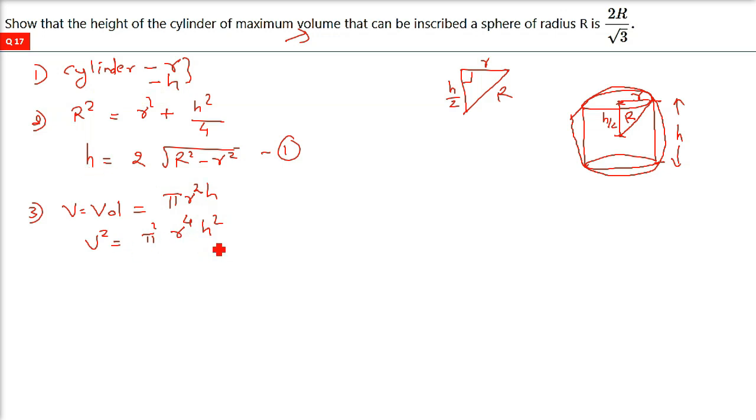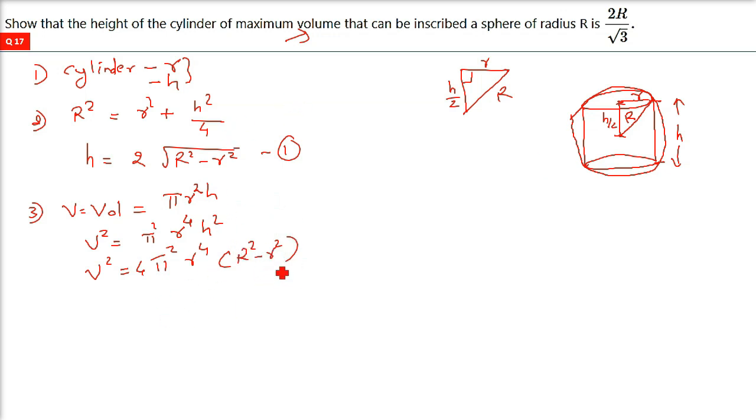So this volume I have squared and I'm calling this V square. We cannot take V square every time. So this is pi square r raised 4 h square, and in place of h square you can replace this by 4 times capital R square minus r square. I'm replacing it right now; I've got it from equation number 1 only.